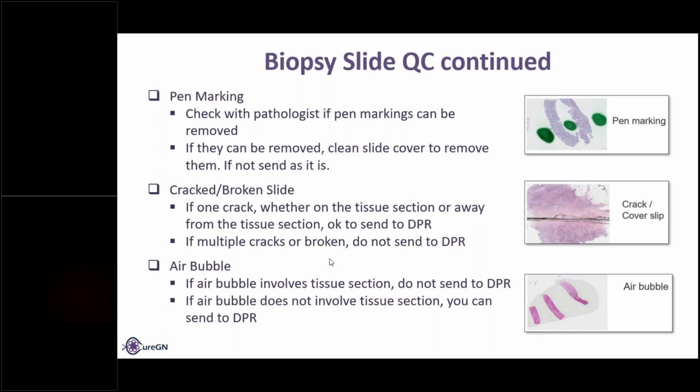Another issue that's come up is cracked or broken slides. If there's one little crack in it, whether on the tissue section or away from the tissue section, it's okay to send in. But if you've got multiple cracks or it's broken, don't send it to the DPR because they cannot scan those. Similar to what you see here, there's a big crack going through it. That can cause a lot of problems for their scanner.